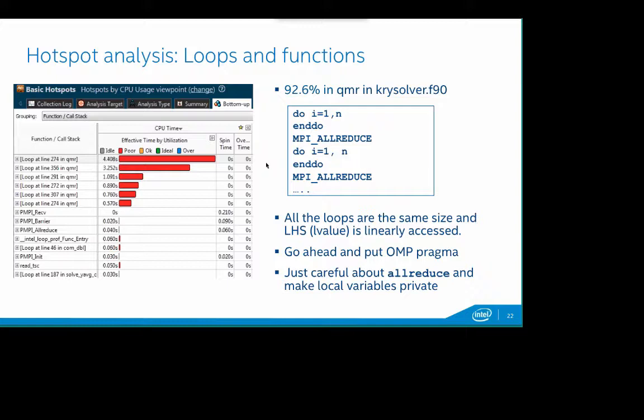So yes, putting a pragma actually works. But of course, we have all radius, and it is there for some real reason. You just don't put all radius without thinking about what you are doing. It means that we have to be careful with all the variables that are going to be reduced at every stage. Otherwise, it's a very straightforward case.